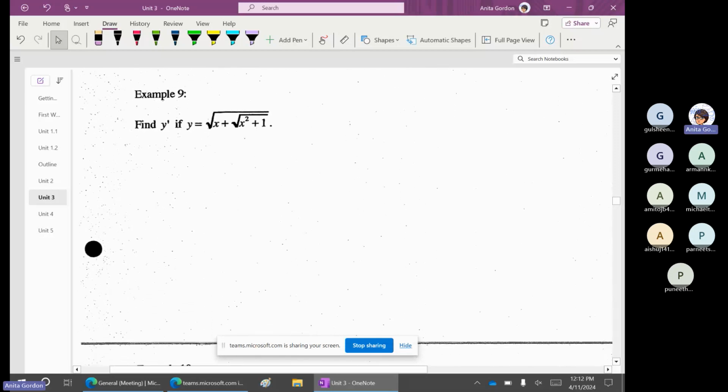Okay, example 9. It's beautiful, isn't it? So let's rewrite this in a way that is a little bit easier to look at. So instead of the square roots, I'm going to write them as powers.